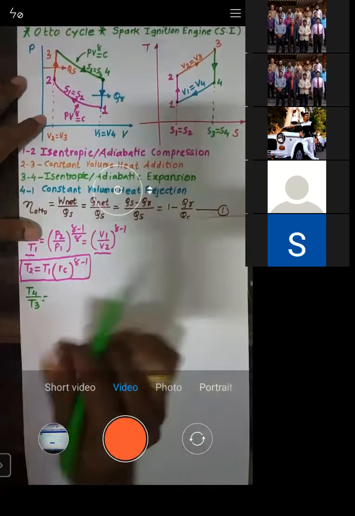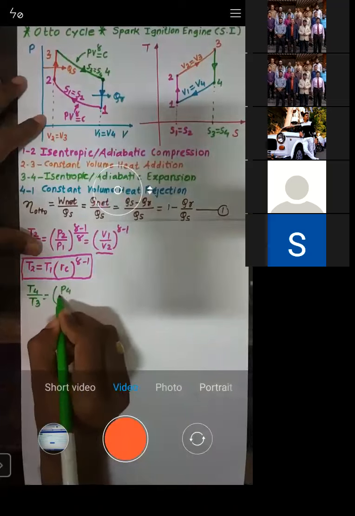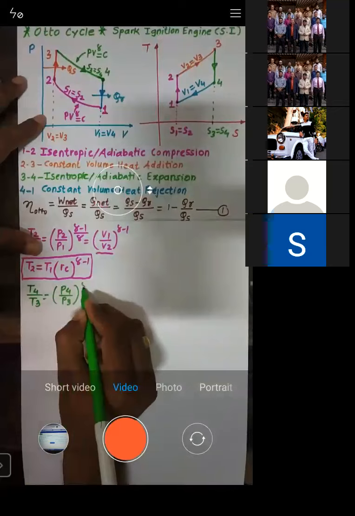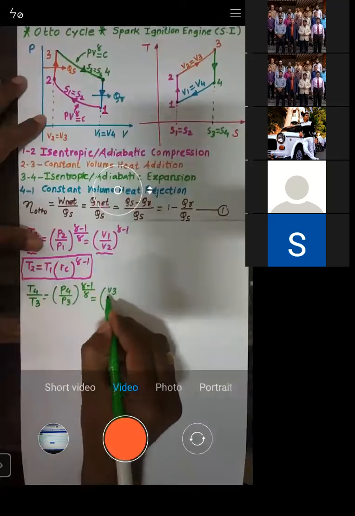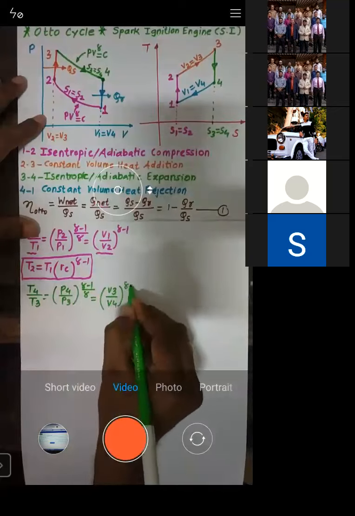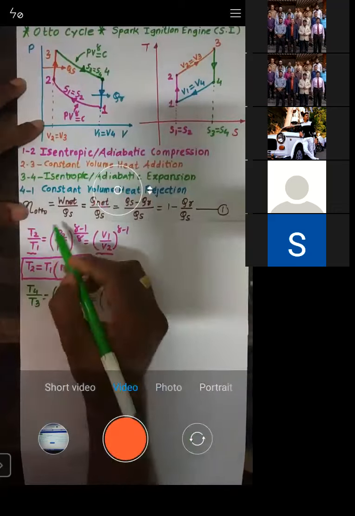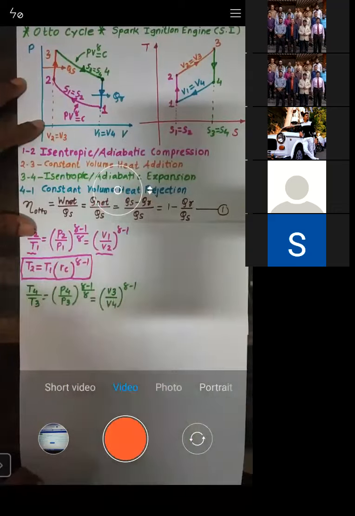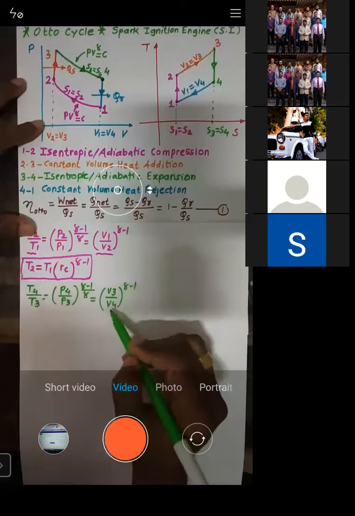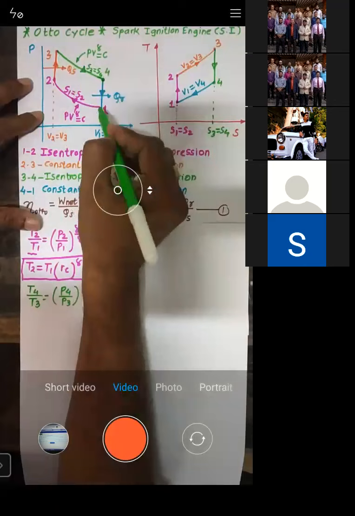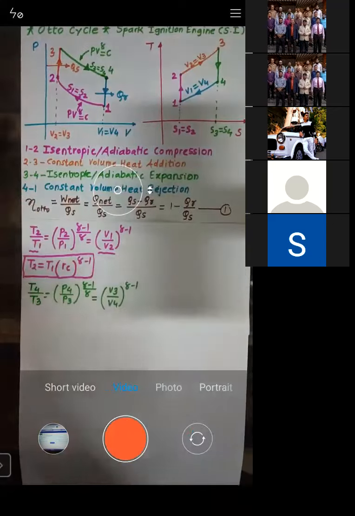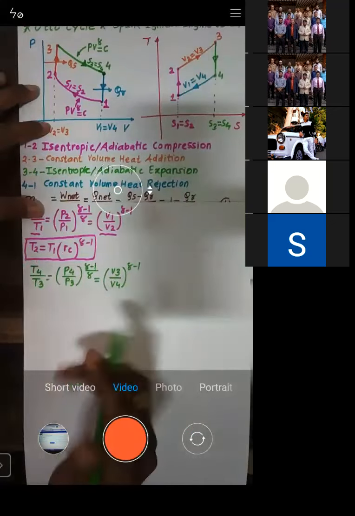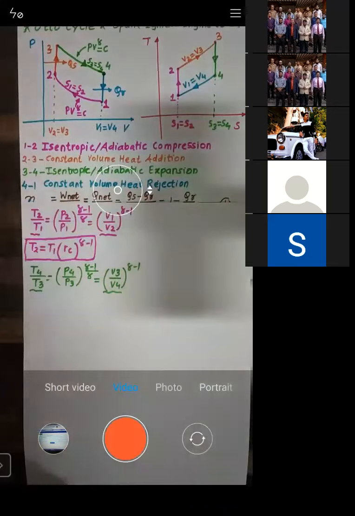So T4 by T3 is equal to P4 by P3 raised to power gamma minus 1 by gamma, which is equal to V3 by V4 raised to power gamma minus 1. Same like final by initial, initial by final. I have written this for 3 to 4. Both 1 to 2 and 3 to 4 are isentropic, so we are able to write such equations. Now, in this equation, I will equate these two terms.